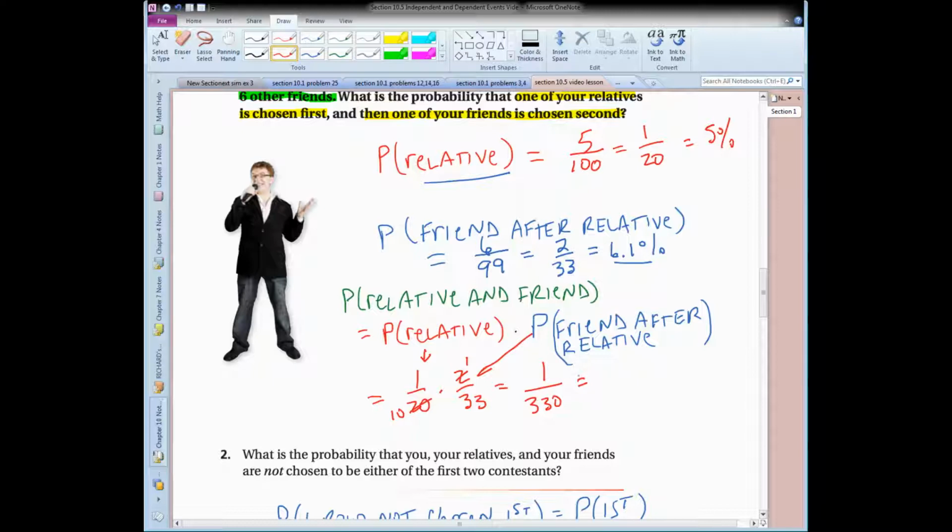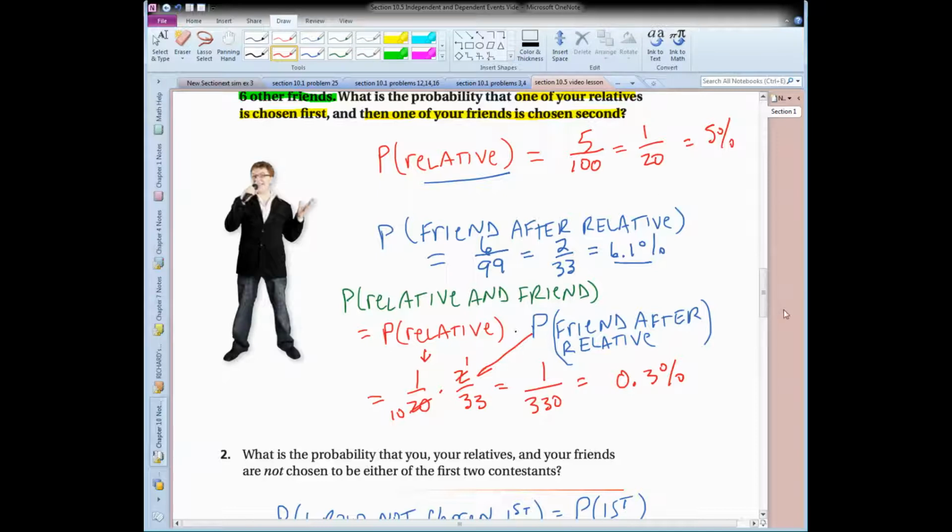And 1 divided by 330 is an extremely small percentage. It's about 0.3% chance that one of your relatives would be chosen first and then a friend.